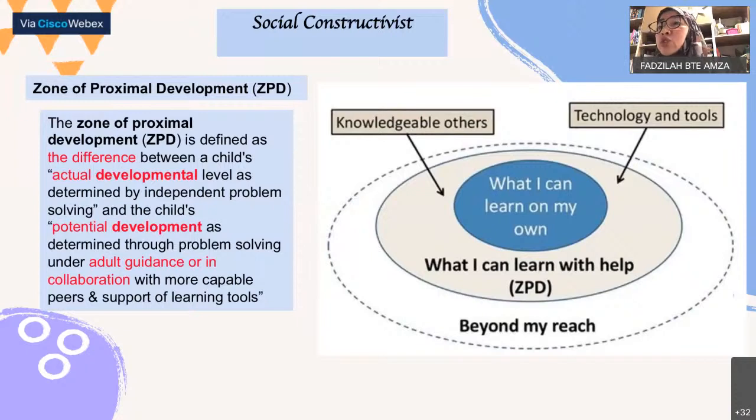Okay, mungkin kita bagi dia tengok video. So by watching a video about a family, he might understand. Dan kalau tidak, dia tak faham kan. So this is what it means by social constructivist.